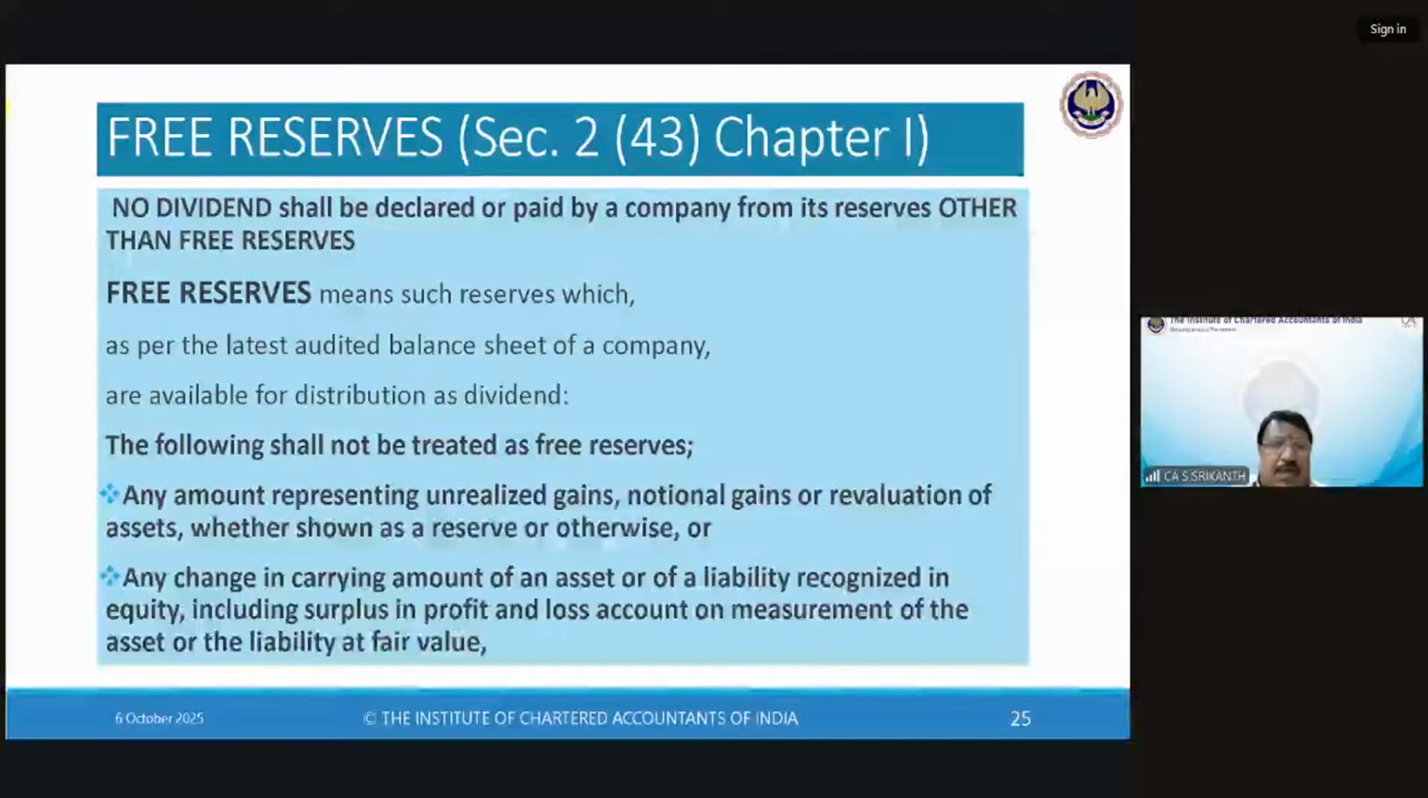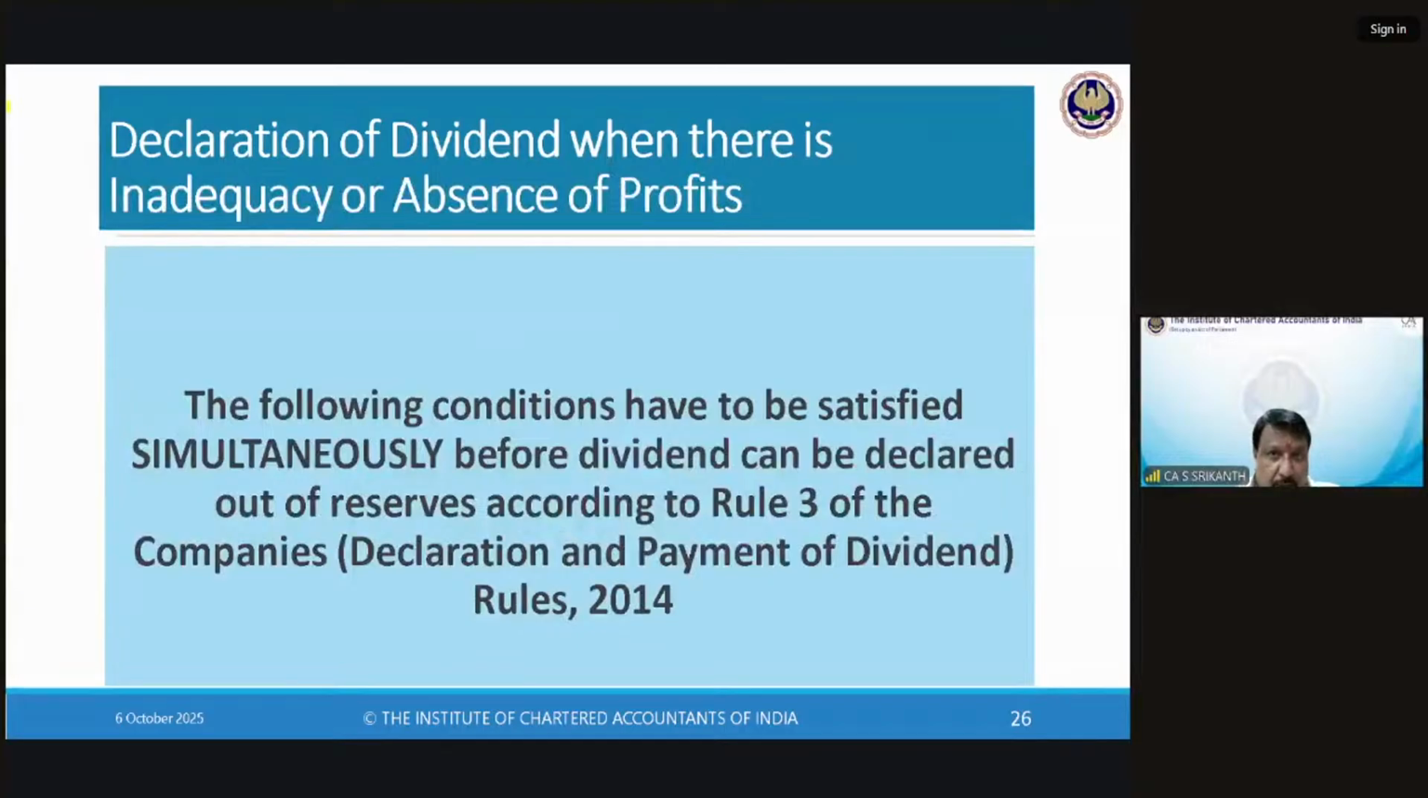See, to understand this, you should study India, then you will understand. There are so many adjustments to be made, mark to market, etc. You understand? We come to India. So 3 conditions have to be satisfied. 3 conditions simultaneously. Simultaneously, meaning all of them have to be satisfied.